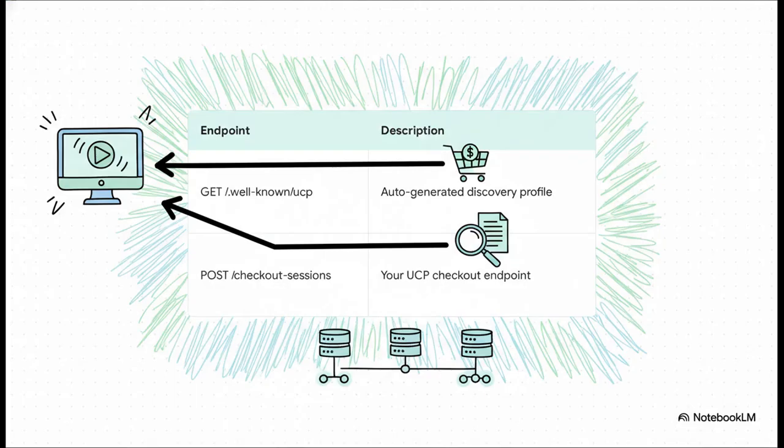And boom, here's the magic. The second you run that code, FastUCP gives you 2 crucial endpoints. You get the /checkout-sessions endpoint that you just wrote, but it also automatically generates the /.well-known/ucp discovery profile right from your code. No more creating those files by hand.